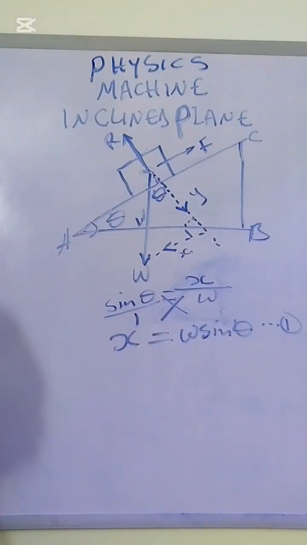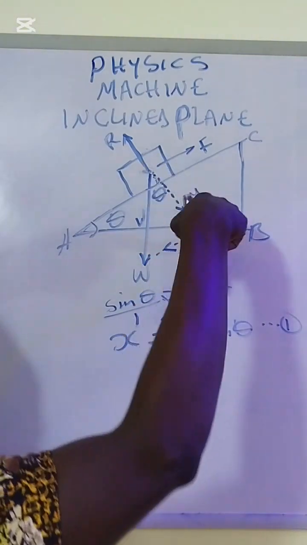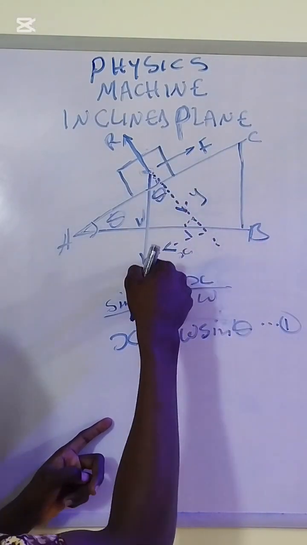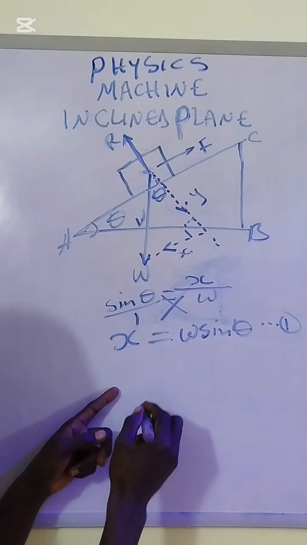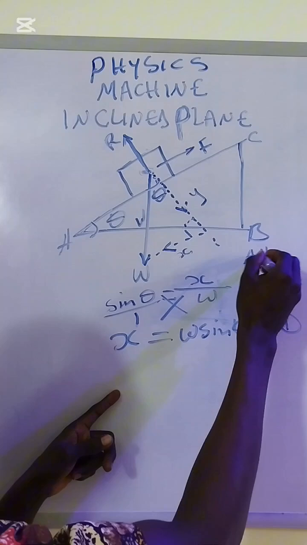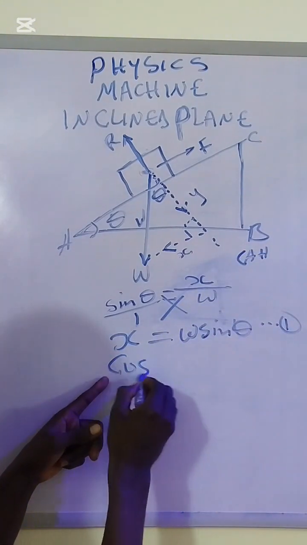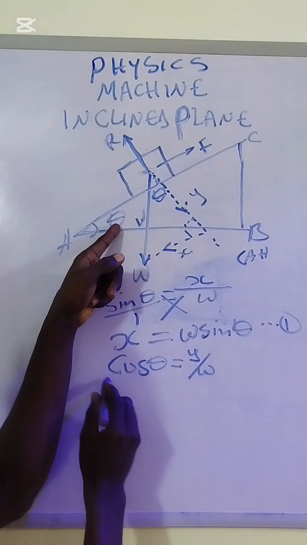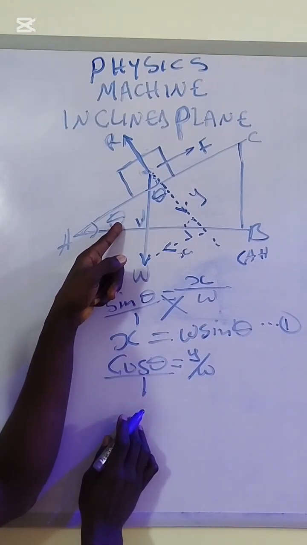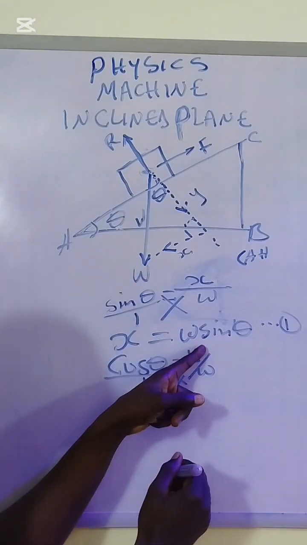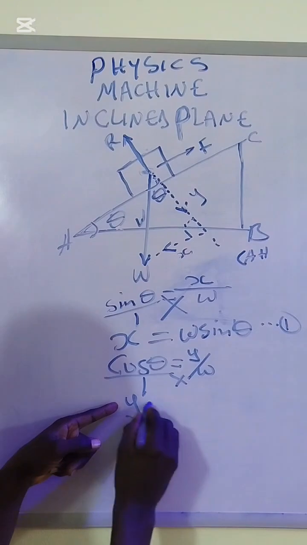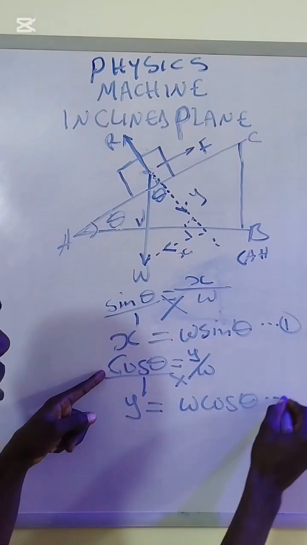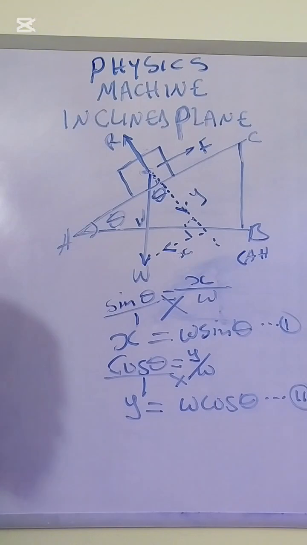Find y too. What is y? Since my angle is facing here, y is at the other side. That means y is adjacent. So this is adjacent over hypotenuse, right? And that is cos. So I'm going to have cos theta equals y upon W. Do we follow? Every number is upon 1. Am I free to go ahead? Yes. Cross multiply because we are looking for y. y equals W cos theta. Call it equation 2. We move forward.